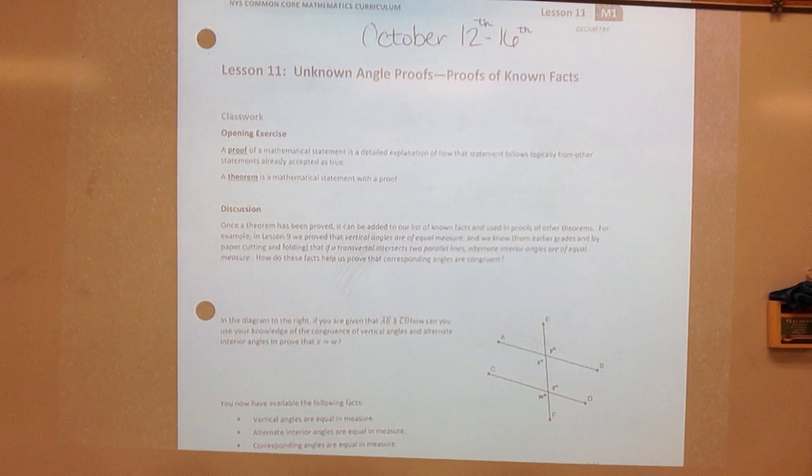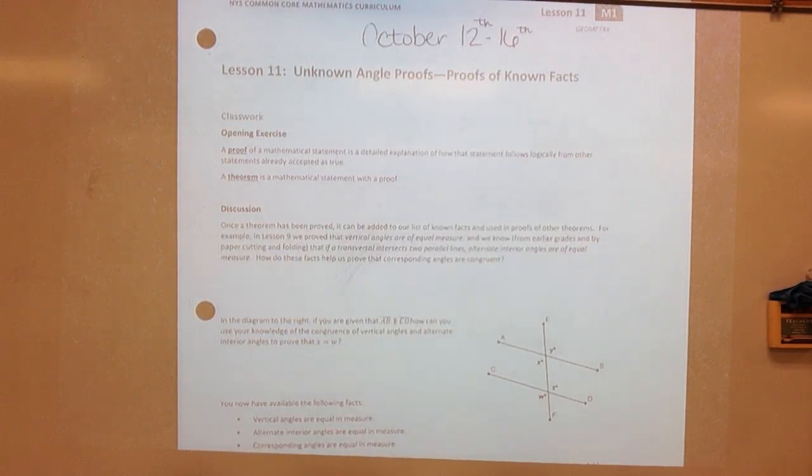This lesson has a lot of discussion to it, so we're going to be doing a lot of talking, a lot of thinking about things. So it says, a proof of a mathematical statement is a detailed explanation of how that statement follows logically from other statements already accepted as true. So if you think about what we've done, we go step by step in proving something. And we look from step to step. How does the step below relate to the step above it? And that's what we're looking at. We are truly just looking at why something is.